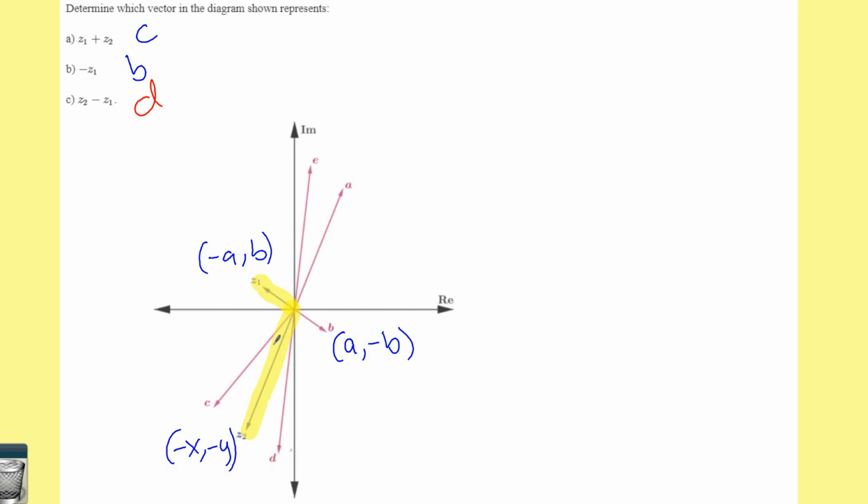Because we're doing negative X plus A, this got a little bit shorter. And our Y value was negative Y minus B, so our Y got even longer because we went further down. Hopefully that makes sense to you. If not, you know.